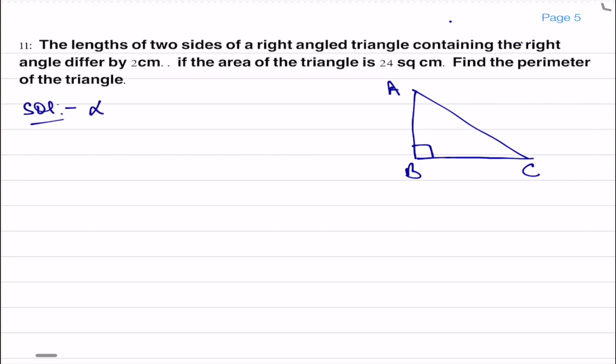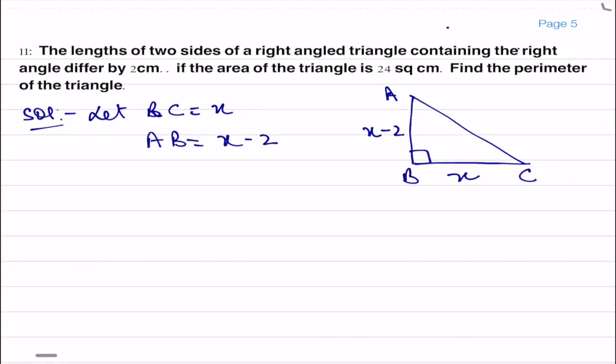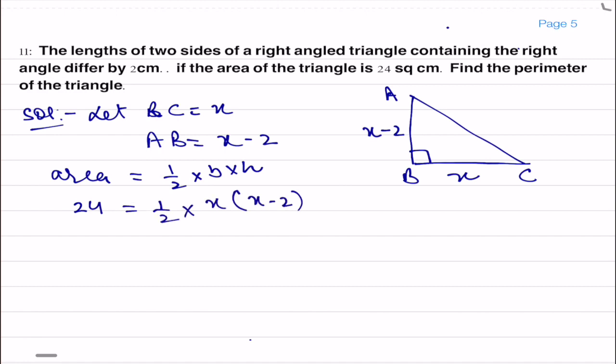So I am taking, let base BC is x, so the other side is 2 centimeter less than the base. So perpendicular AB will be x minus 2, because it's already given the difference between the sides is 2 centimeter. So BC is x, AB is x minus 2. Now we know base, we know height. Area is already given. So for area, substitute the value half into base into height. Area is 24. Substitute the values and solve.